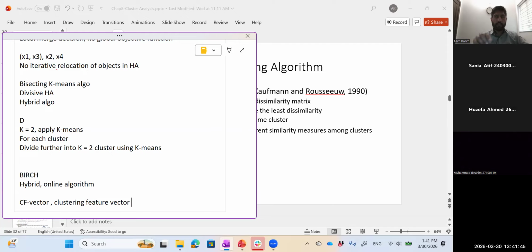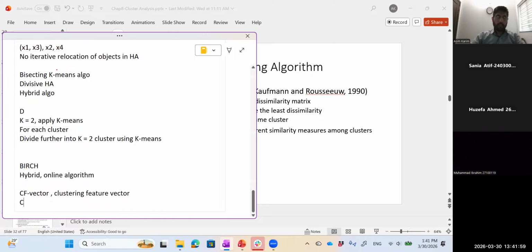And since I mentioned stats, this algorithm is applicable to numeric data only. It cannot be applied to categorical data or even to ordinal data. It has to be pure numeric data. ठीक है? And what is a CF vector?